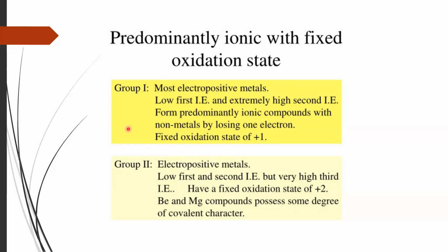Whereas when we are talking about group 2 elements, they have low first ionization enthalpy and second ionization enthalpy, but very high third ionization enthalpy. And they have a fixed oxidation state of +2. Beryllium and magnesium compounds possess some degree of covalent character.